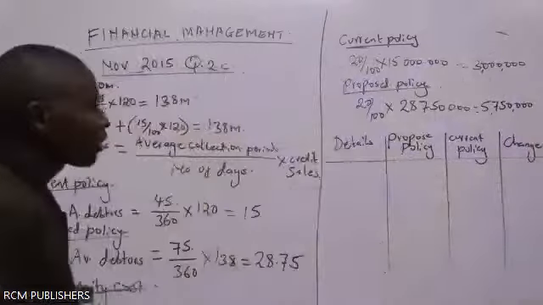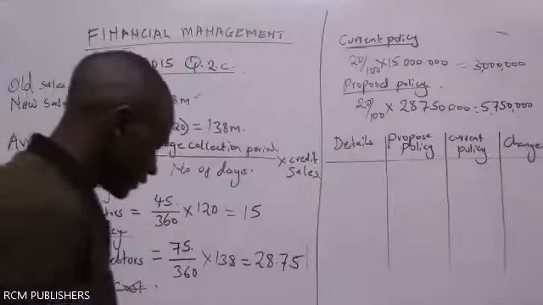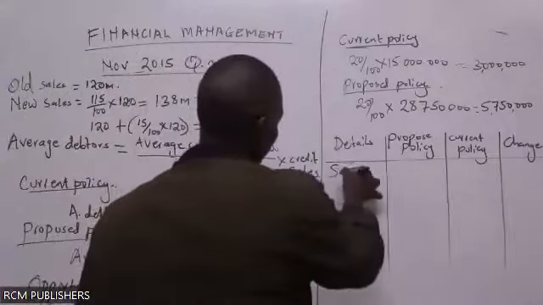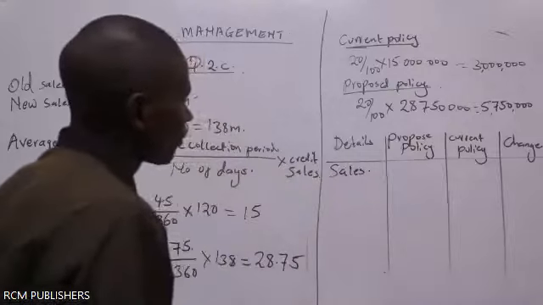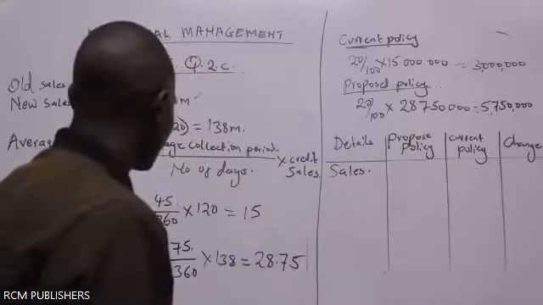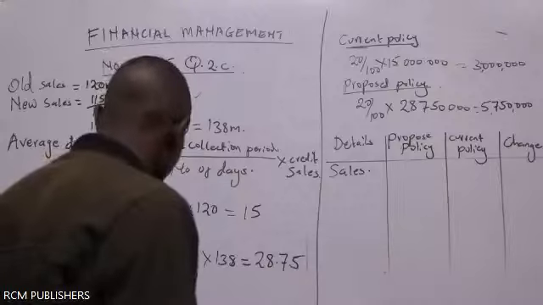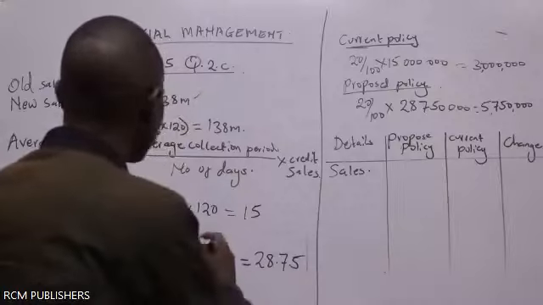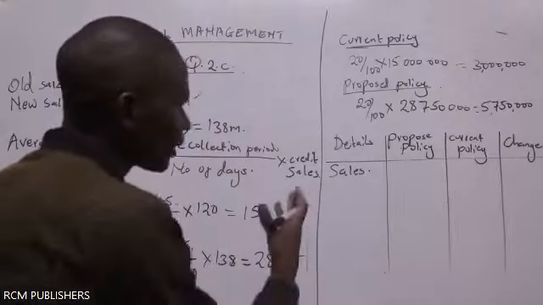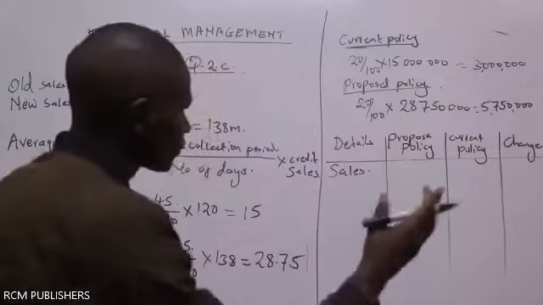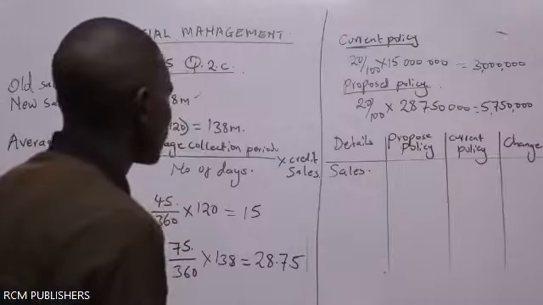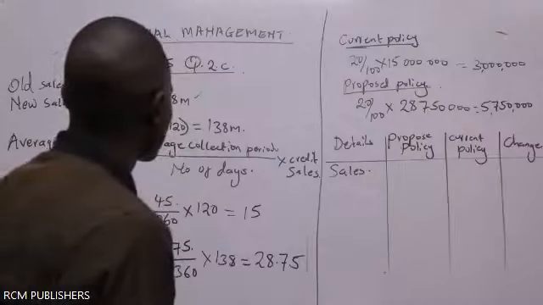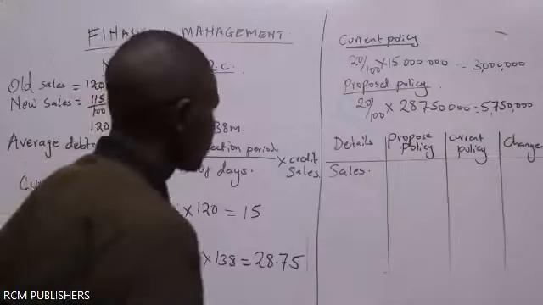So let's now have our sales. Sasa niache 03 ama nisonge na 03. Unajua, let's see. That space is enough. I can put my million there. Okay, 138 million.